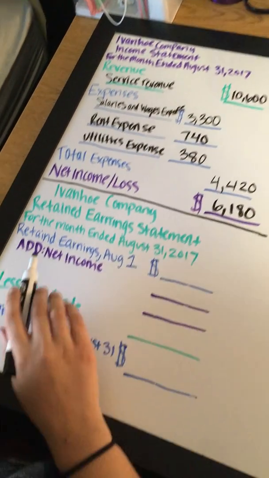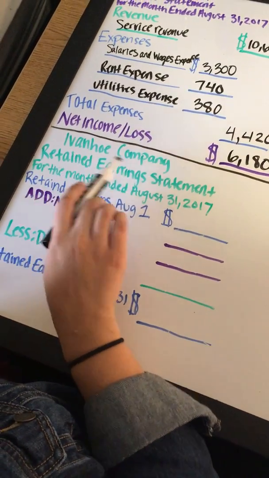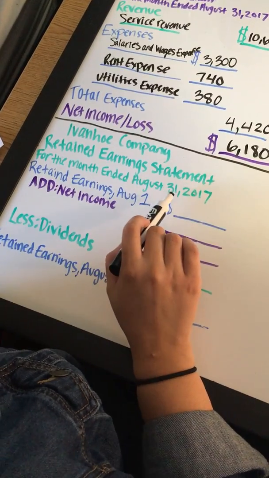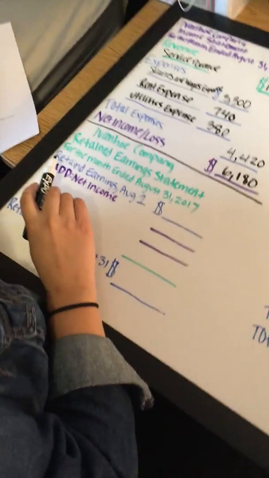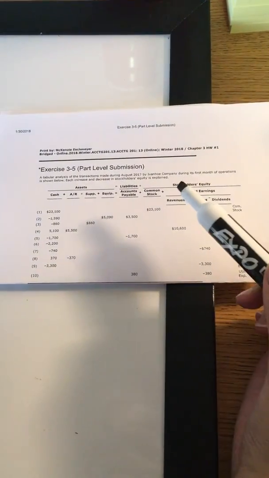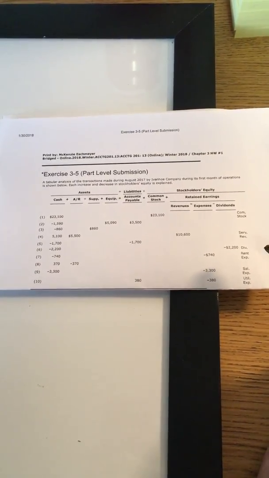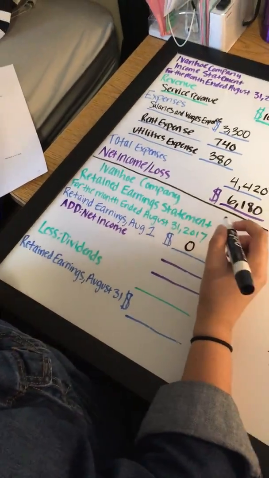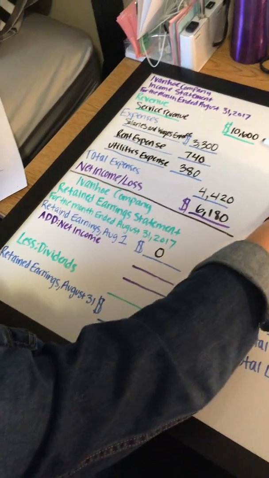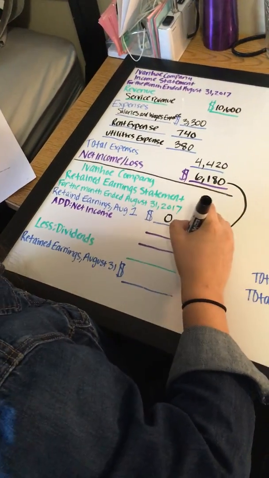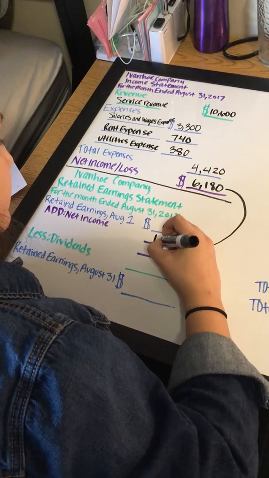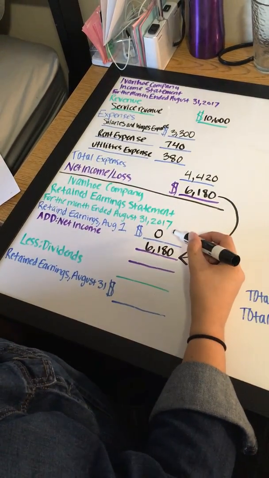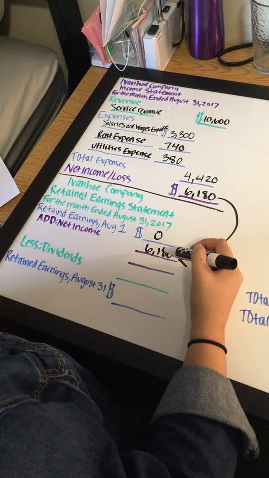Next we will move on to the retained earnings statement. Here's the header, and it is for the month ended August 31st, 2017. When you refer back to the list of transactions, up on the top it reminds us that this was the first month of operations, and there's not a beginning retained earnings number. So what we're going to write as retained earnings for August 1st will be 0. Then we get our net income from the income statement we just completed, so the $6,180 will go down here. Then you add your beginning retained earnings plus your net income.